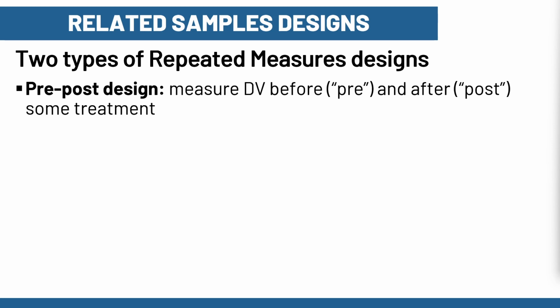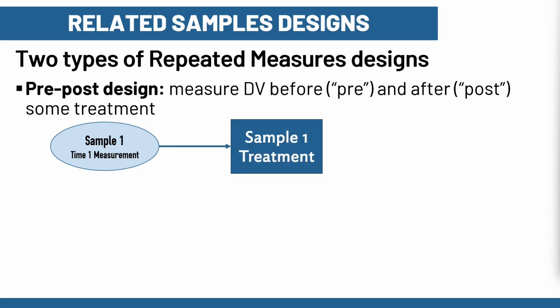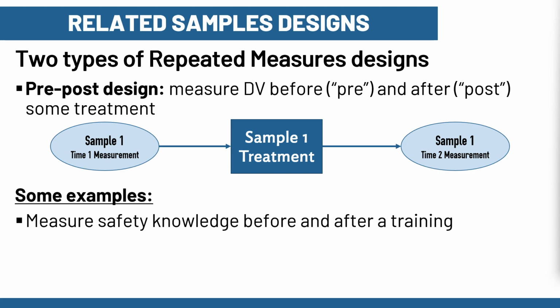So here we have something before, some intervention or treatment, and then some measurement after that. So a pre and a post. For example, time one, then there's some treatment, and then we have another measurement at time two. But again, this is still within the same sample. So some examples for you, kind of related to the similar one.